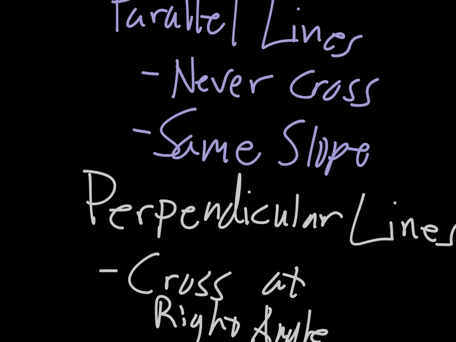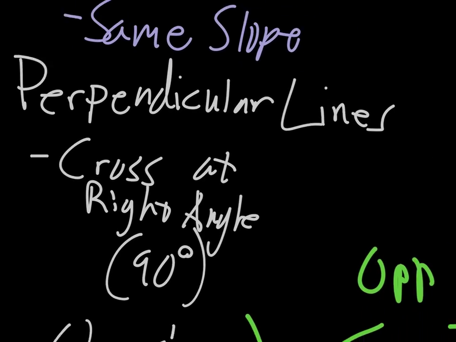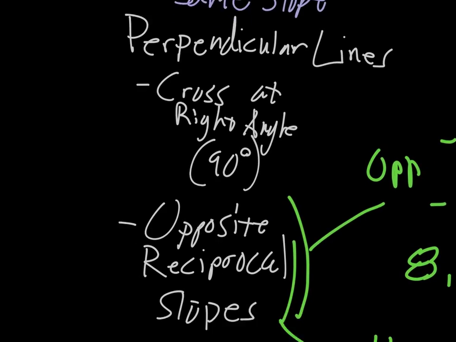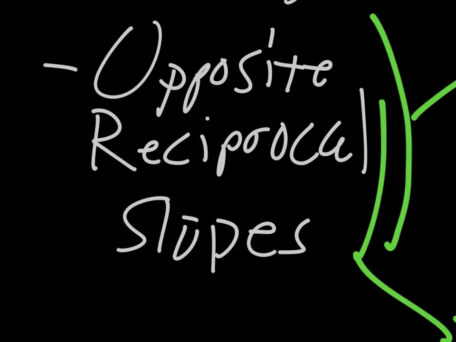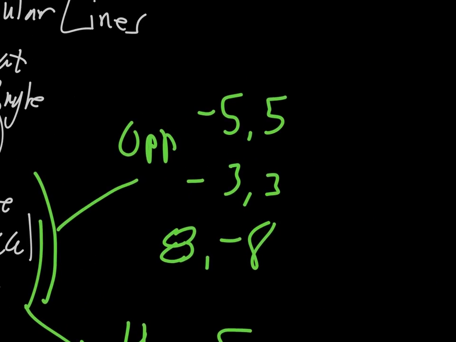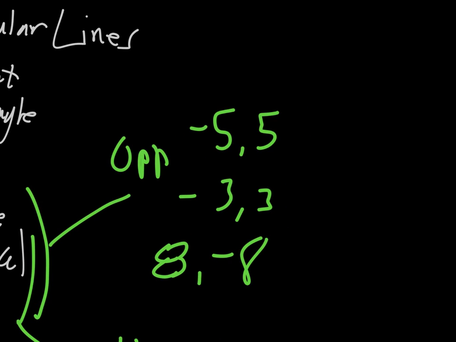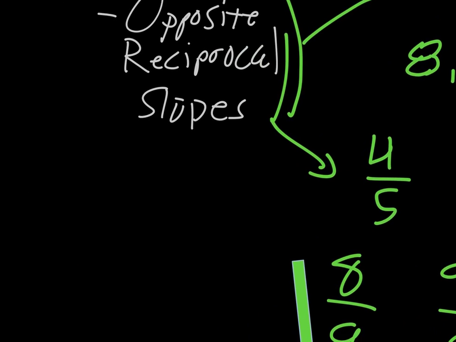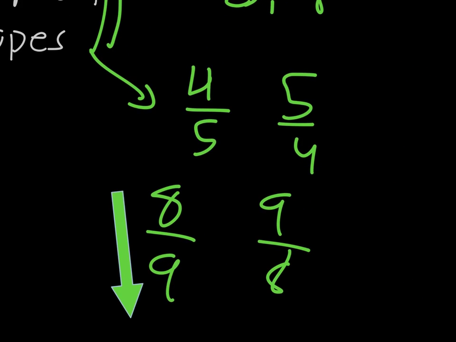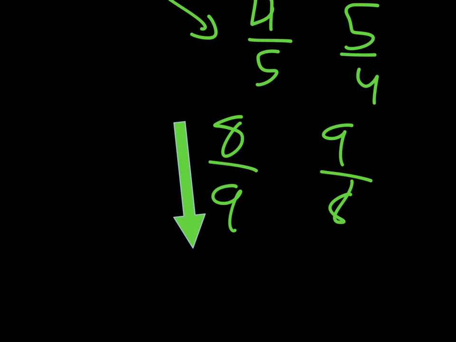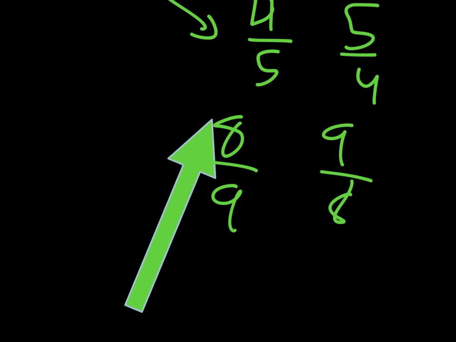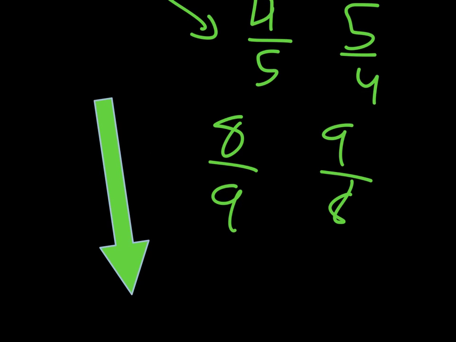Parallel lines never cross. They have the exact same slope. Perpendicular lines cross at right angles, 90 degrees, and have opposite reciprocal slopes. Opposite means -5 goes to 5, -3 goes to 3, 8 goes to -8. Reciprocal slopes mean we have 4 over 5, 5 over 4, 8 over 9 goes to 9 over 8, because it flips. Alrighty. Anyways, hope you learned a lot in chapter 5.